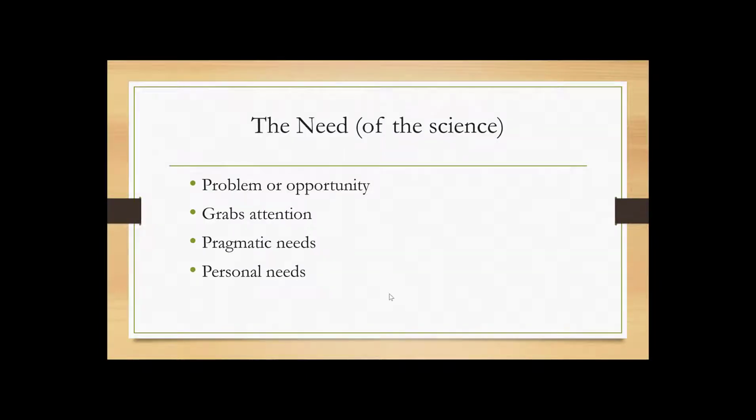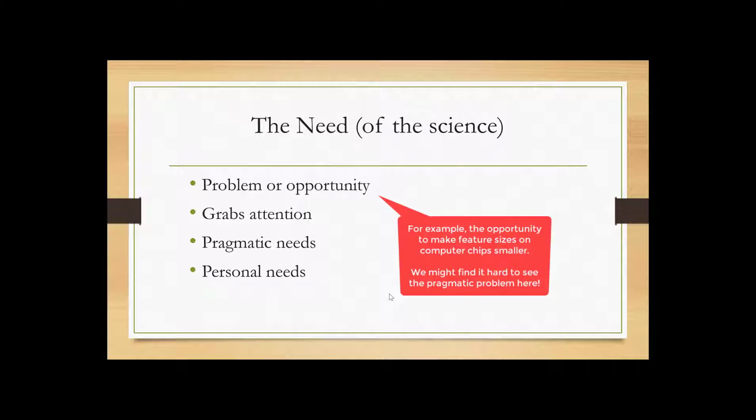So let's first of all think, if we're communicating in science, about the need. Let's communicate on the need. Let's think about the problem or opportunity. Again, this is more of a summary of work that we've covered in previous videos, but there may also be an opportunity. So there may not always be a problem for us to solve. And in that case, we have to communicate what the opportunity is.